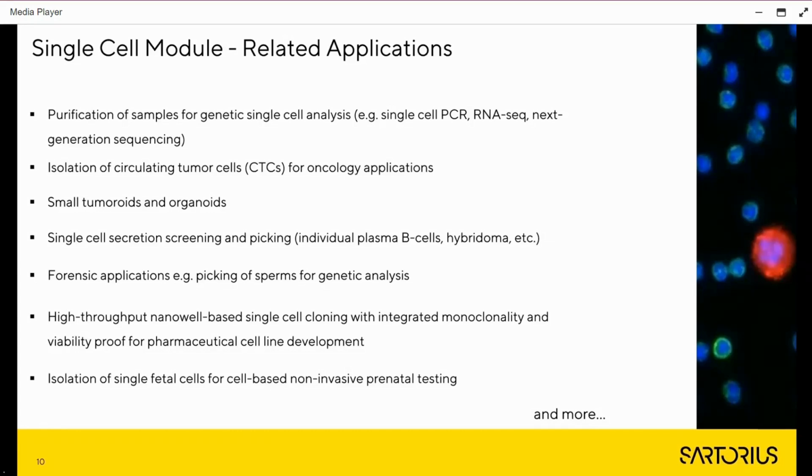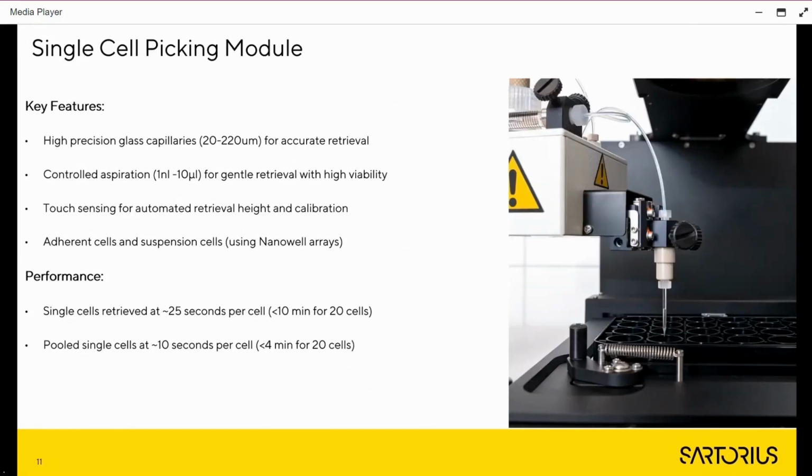So how do we achieve the large application support with the CellCelector? The answer lies within the hardware capabilities of our single-cell picking module, which can hold a wide variety of glass capillary diameters that allow us to pick single cells, clusters, and even small organoids or tumoroids. Also, high-precision aspiration ensures gentle cell retrieval and preserves cell integrity. The tight control of aspiration volume allows us to pick up a single cell without disturbing neighboring cells.